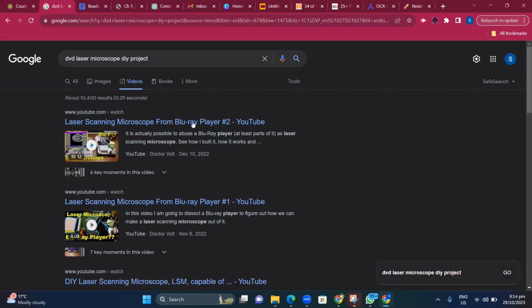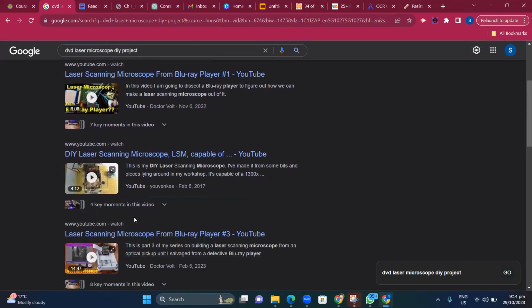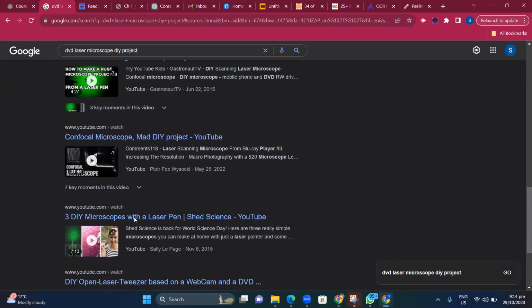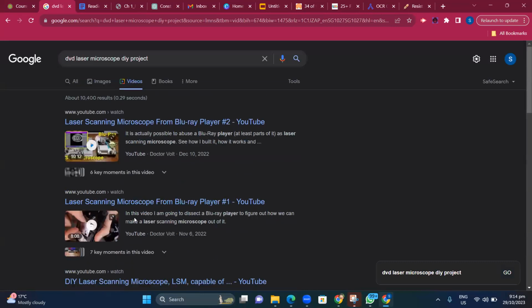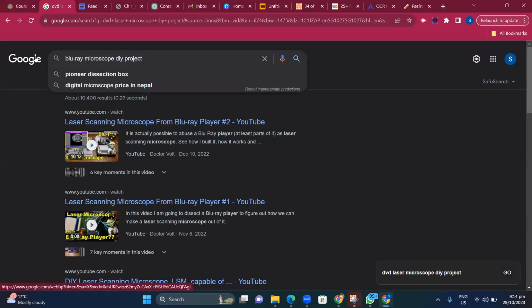Here, this is from a Blu-ray player. They are using a brand new Blu-ray player, but don't do this because it is expensive. You can use a used Blu-ray player. You don't even need a Blu-ray player; a normal DVD head is sufficient to create this, and you can scan microorganisms using that. The Blu-ray one, I think, is more powerful, I guess. Should be, right?